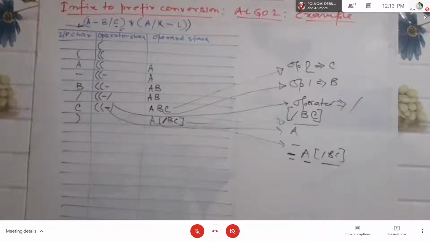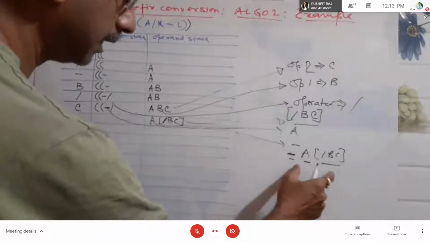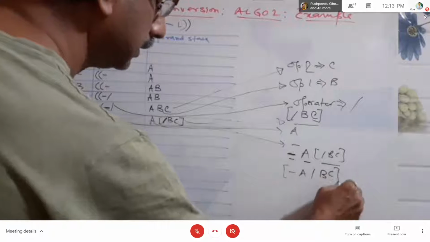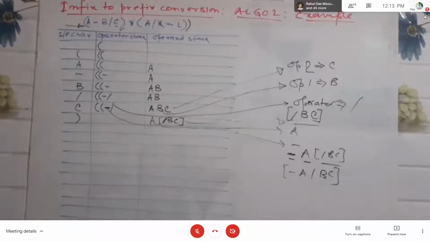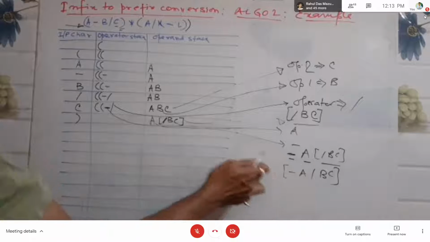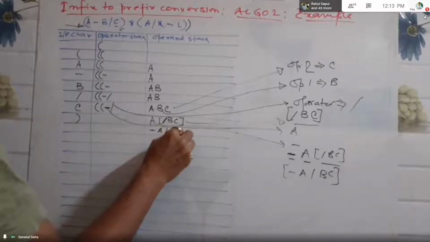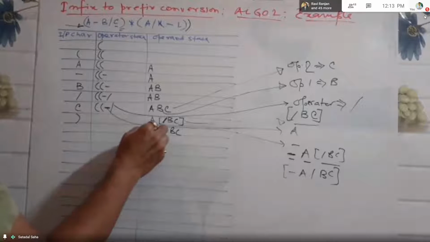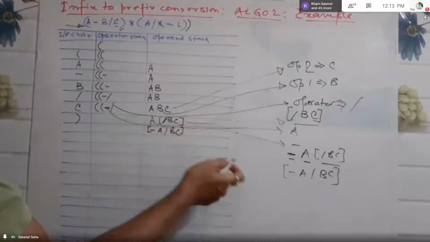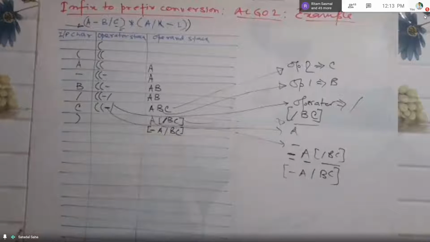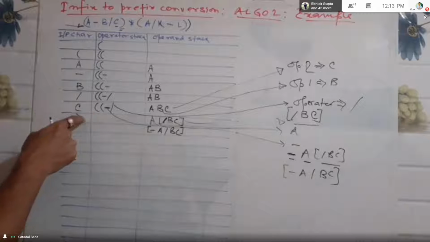Okay. So the result of this concatenation is minus A slash BC. This is the result of total concatenation, and then you push it into the operand stack. So you need to push like this, minus A slash BC. And this is a single unit, mind it. It is not now separated. It is the result of some operation. So it is a single unit. So this is the final step after you get this closing brace.